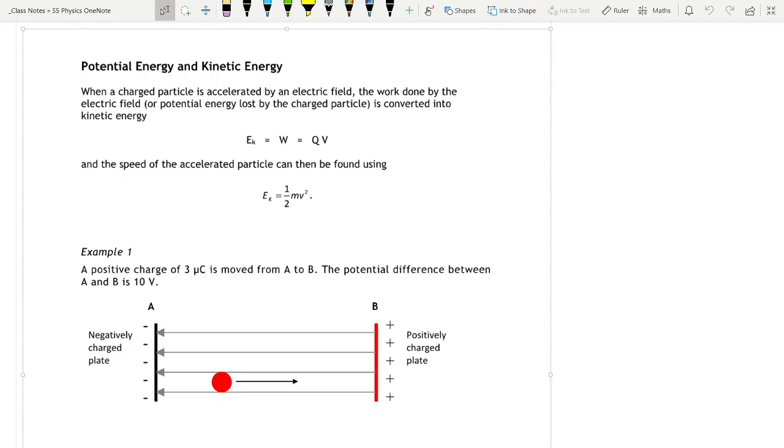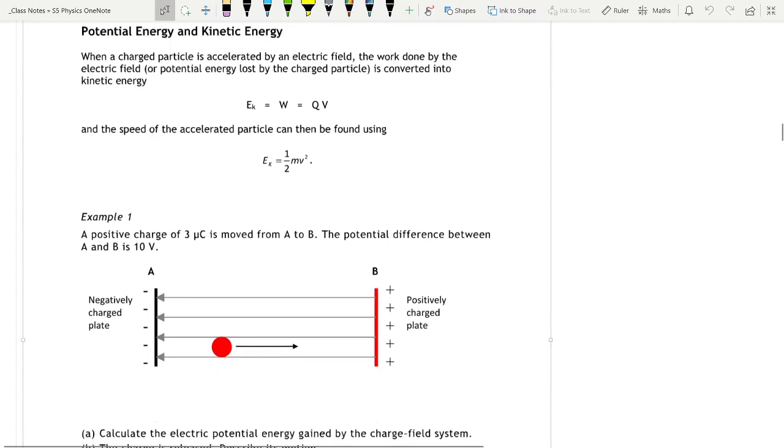So when a charged particle is accelerated by an electric field, the work done by the electric field, or the potential energy lost by the charged particle, is converted into kinetic energy. So kinetic energy equals work done equals QV, which is the equation we came across last time. So the speed of the accelerated particle can then be found using your regular equation: kinetic energy is half mv squared.